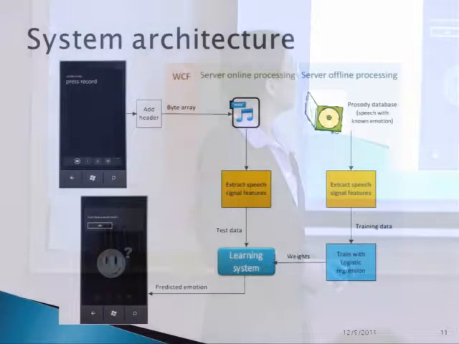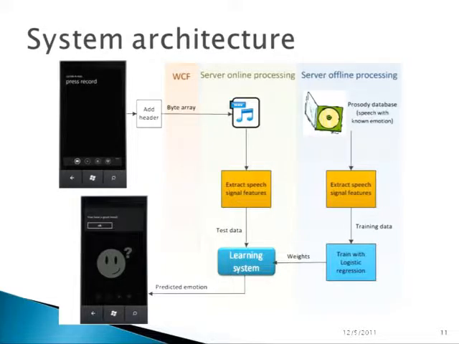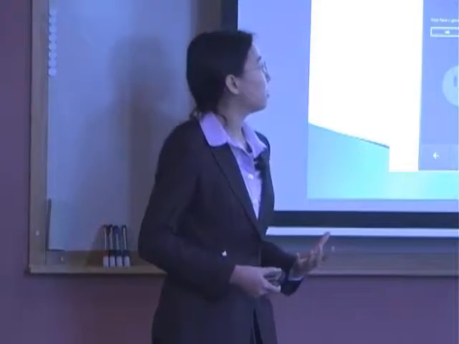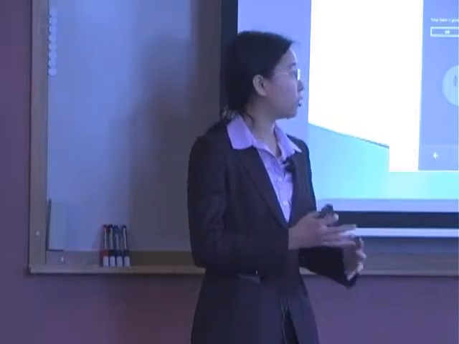So let's move on to the architecture for our system. Our phone tries to detect people's emotion based on how you speak to the phone, not what you speak, but only how you speak. So it tries to extract some speech features here.